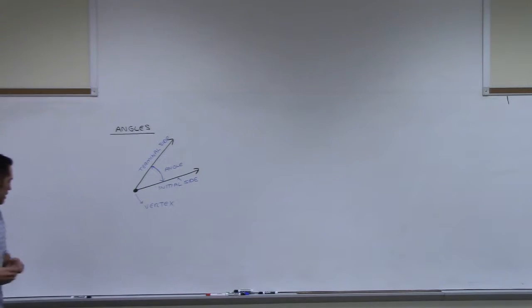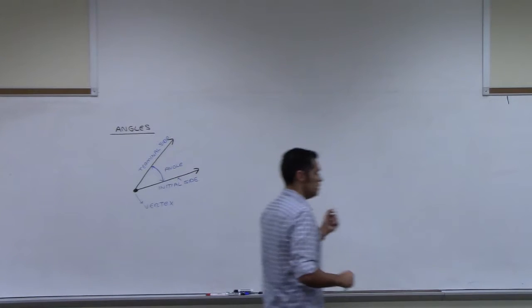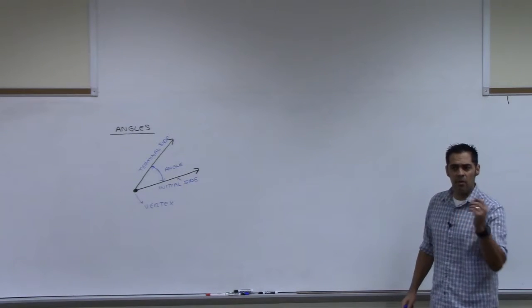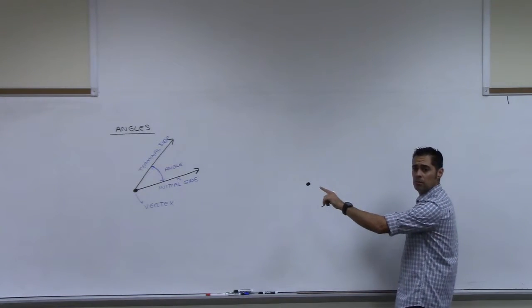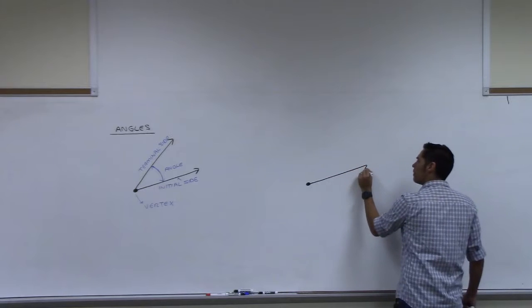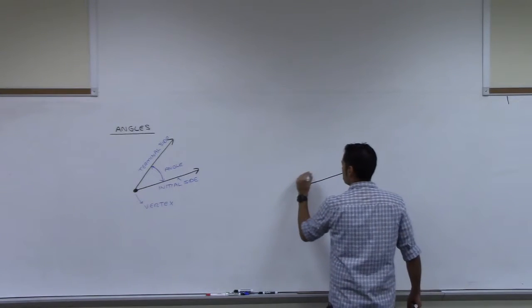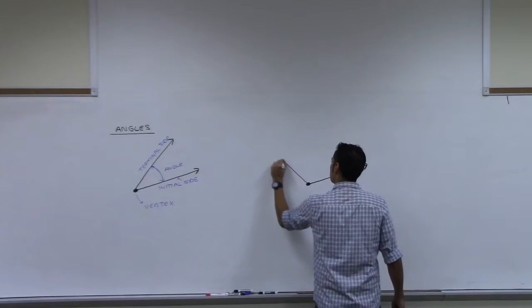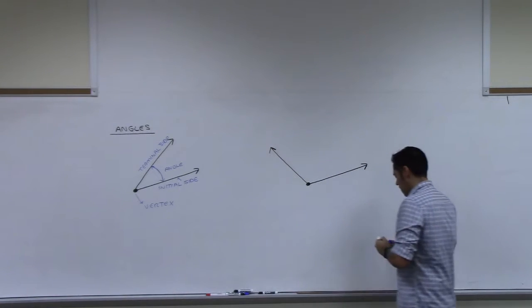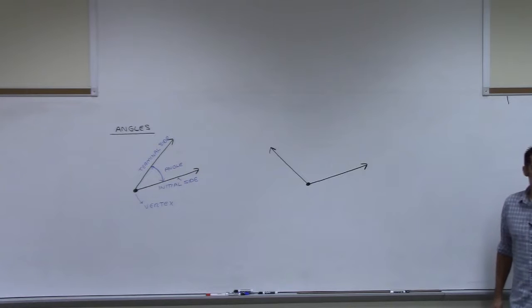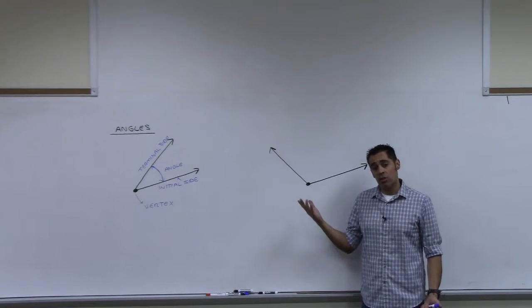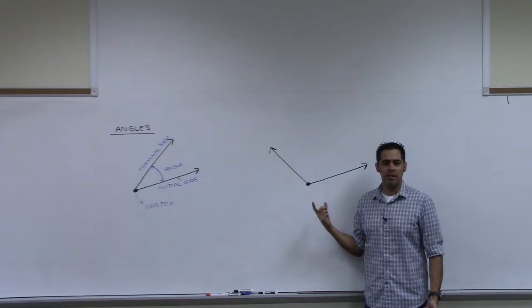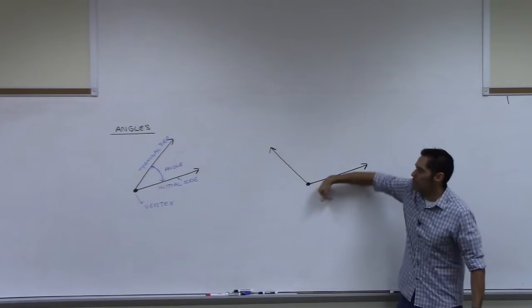So with that in mind, let me draw you a vertex and two rays, and I want you to identify the angle for me. So any questions on that? Okay. So if I draw this ray, and I'll just do this one over here like this, where is the angle I'm talking about? Like in here? Yeah. Okay, that could be the angle I'm talking about, but it doesn't have to be, because it could be this one, right?